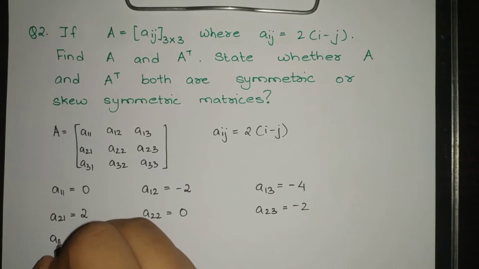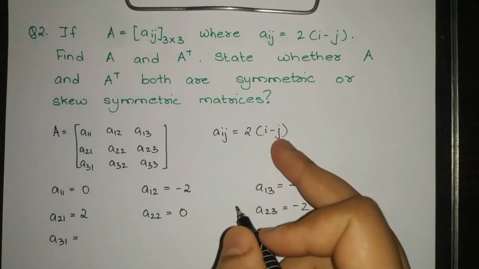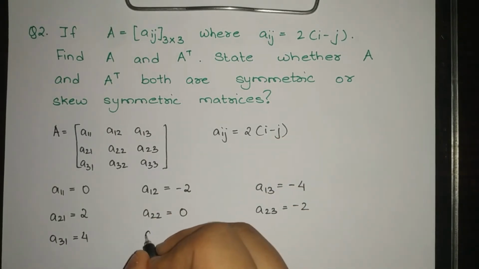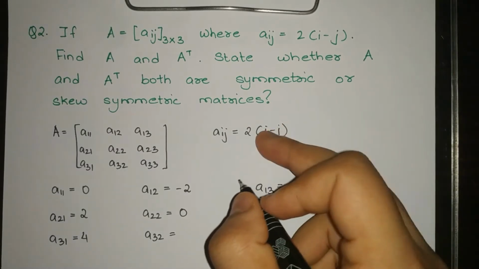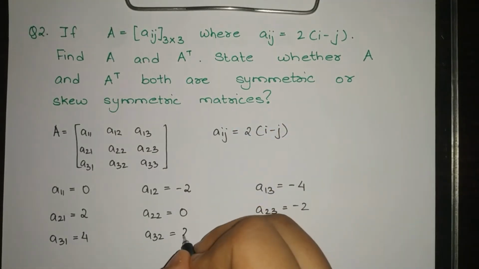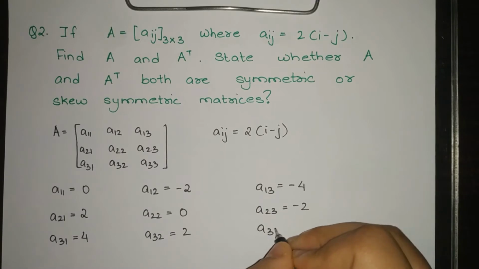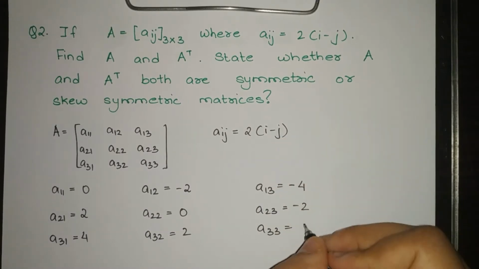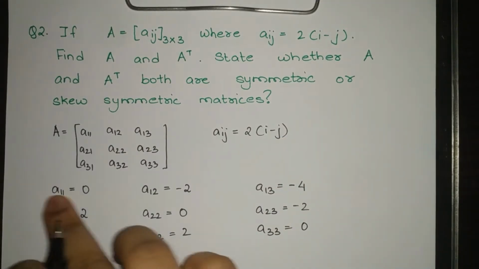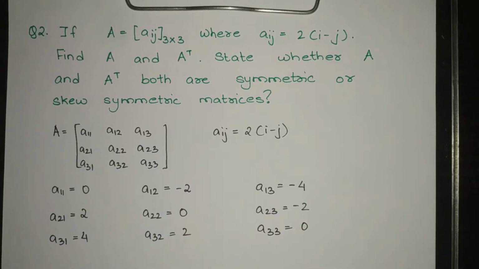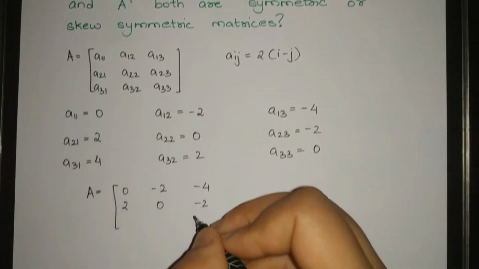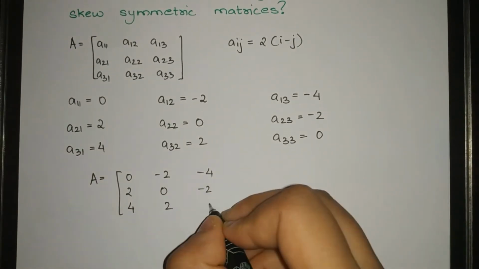Okay. Then next we have A31 which is equal to 4. Next A32 which is equal to 3 minus 2 करेंगे 1 into 2 is 2. And next A33 is equal to 3 minus 3 is 0. So this is 0. I have already written this row wise only. ठीक है, तो A matrix लिखना भी बहुत easy होगा. So matrix A is equal to 0, minus 2, minus 4, 2, 0, minus 2, and then we have 4, 2 and 0.